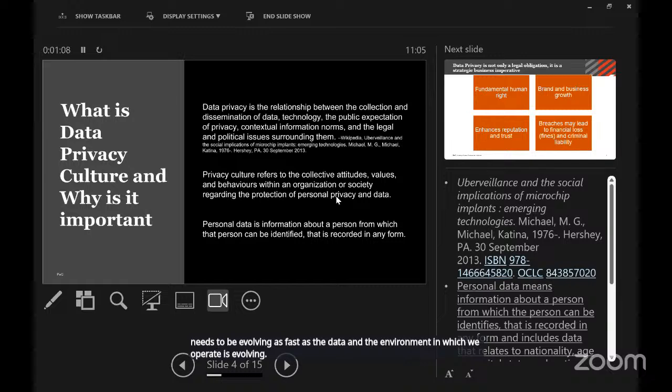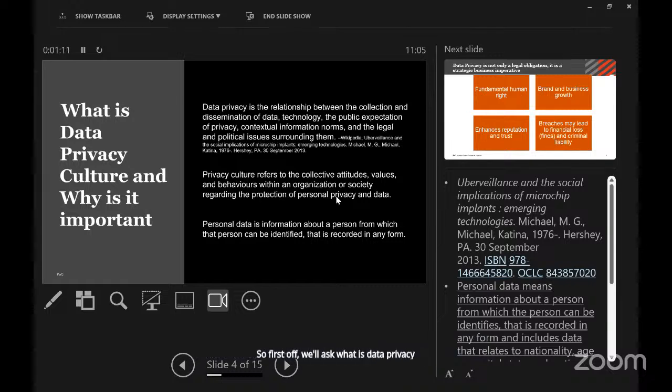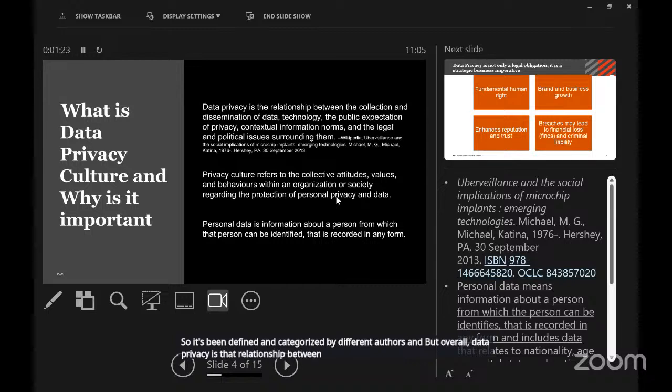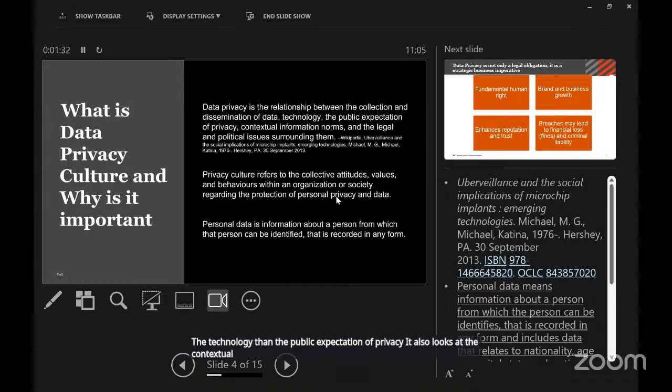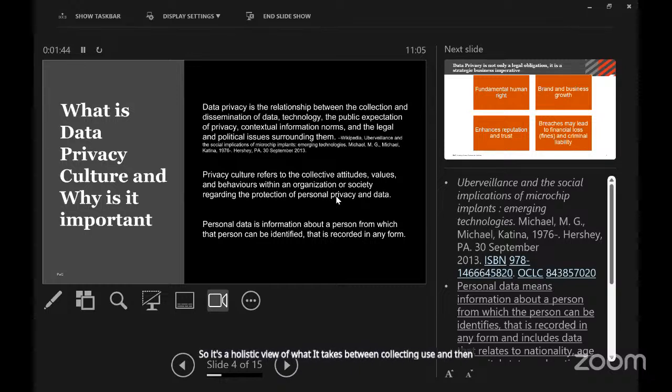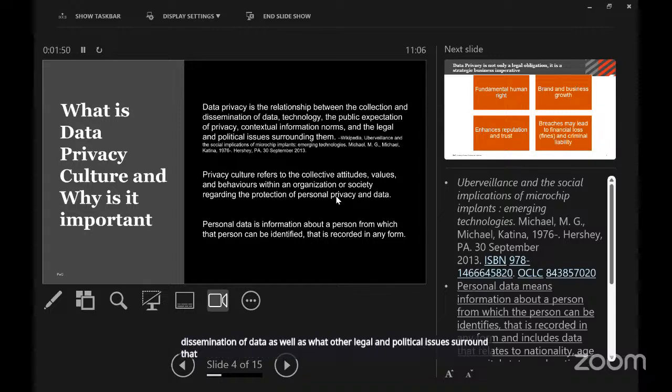So first off, we'll ask, what is data privacy culture and why is it important? So it's been defined and categorized by different authors and experts, but overall, data privacy is that relationship between the collection and dissemination of data, the technology, then the public expectation of privacy. It also looks at the contextual norms in which information is held, and then the legal and political issues surrounding them. So it's a holistic view of what it takes between collecting, use, and then dissemination of data, as well as what other legal and political issues surround that collection and use.